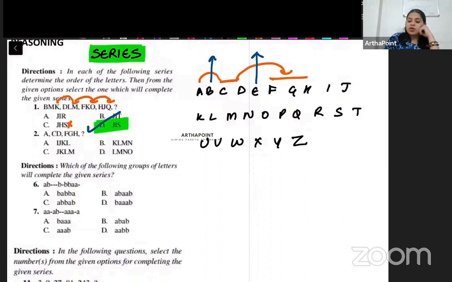So one alphabet skip karoge wo I hoga. So it should start from J. The only option that is starting from J is C. And it should have 4 alphabets, kyunki 1 tha, then 2, then 3, next 4, right? So JKLM is the right answer. So the answer to this question is C.